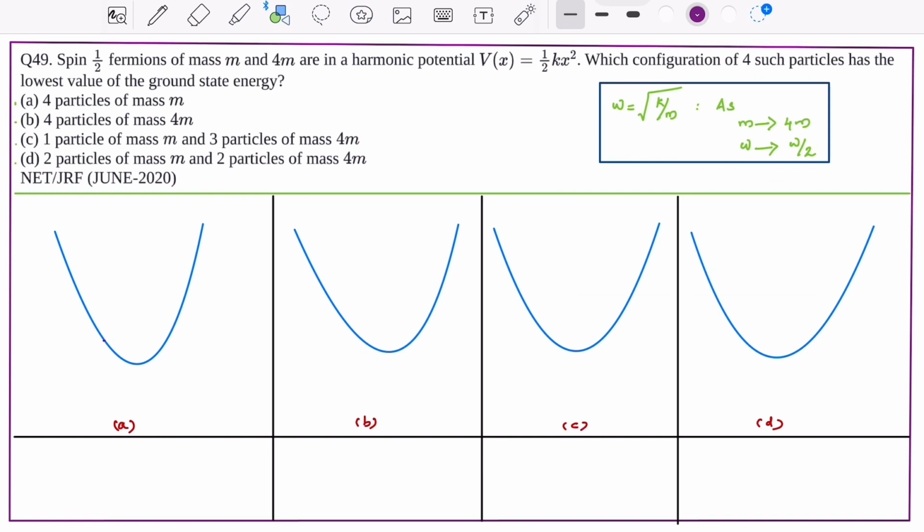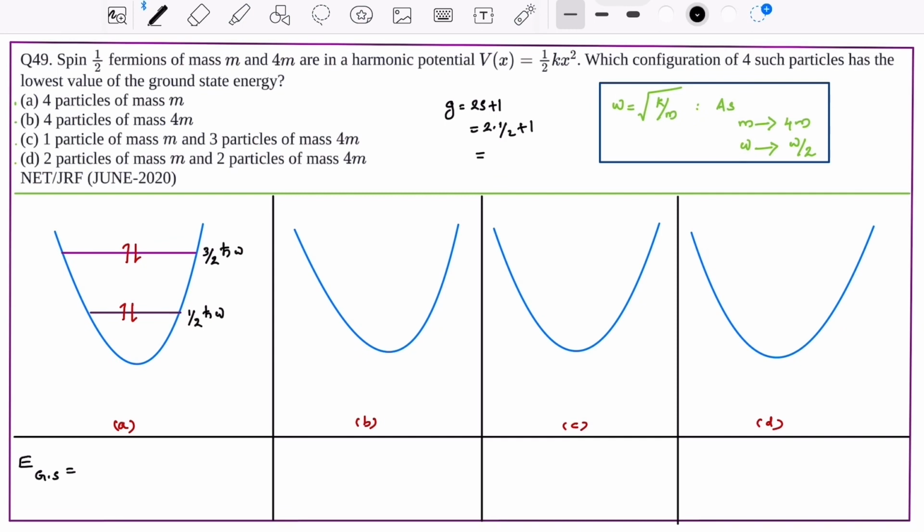Now in first case, option A, all 4 particles have mass m. First let us draw the energy level diagram for harmonic oscillator with a mass m. For a particle of mass m in a harmonic oscillator potential, the lowest energy is half h cross omega and the next energy is 3 by 2 h cross omega. Now you have to fill the 4 particles of mass m here. This corresponds to 2 particles in the energy level half h cross omega and 2 particles in the energy level 3 by 2 h cross omega. Now how is the filling done?